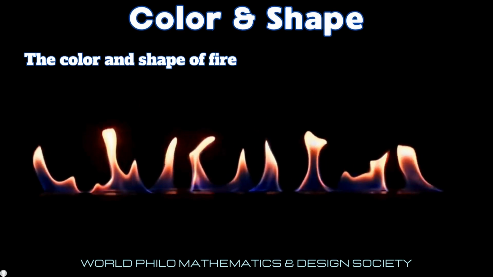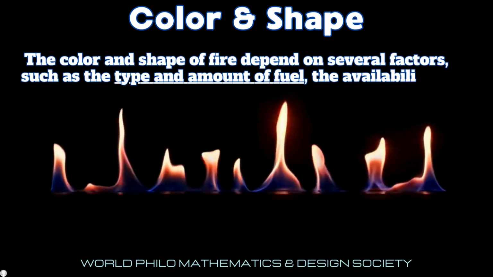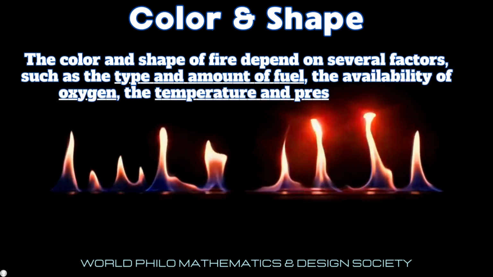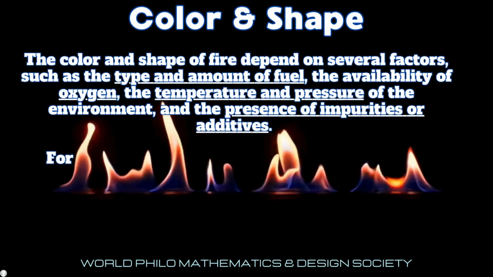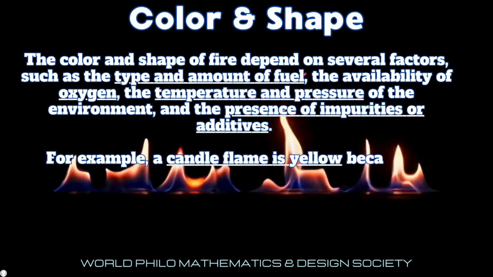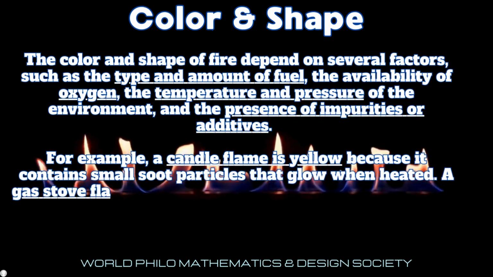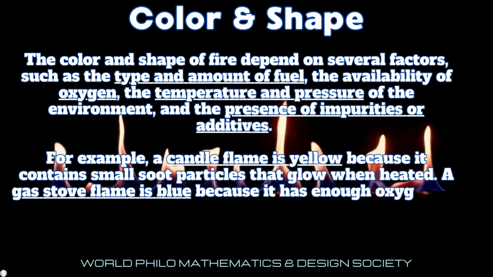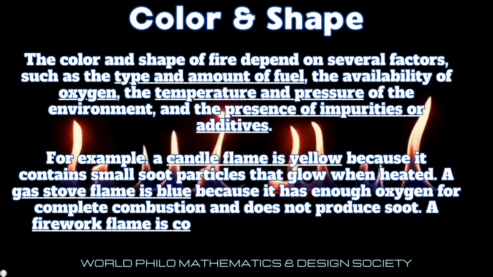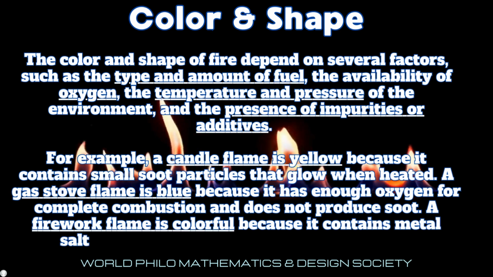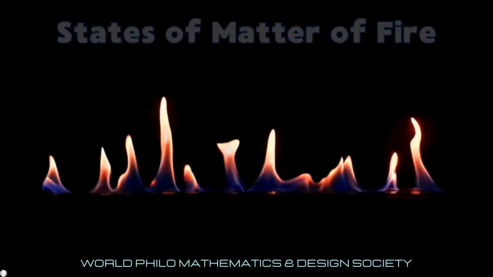The color and shape of fire depend on several factors, such as the type and amount of fuel, the availability of oxygen, the temperature and pressure of the environment, and the presence of impurities or additives. For example, a candle flame is yellow because it contains small soot particles that glow when heated. A gas stove flame is blue because it has enough oxygen for a complete combustion and does not produce soot. A firework flame is colorful because it contains metal salts that emit different colors when heated.